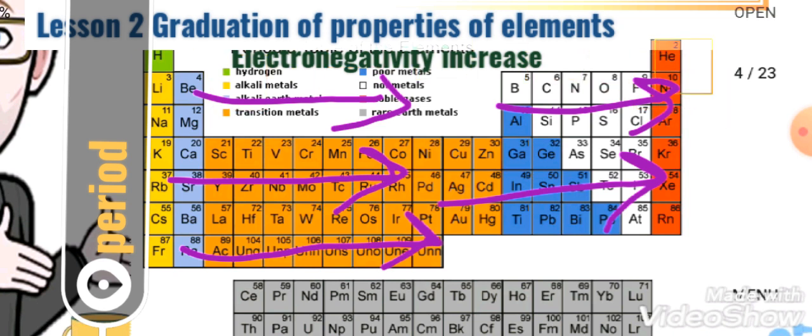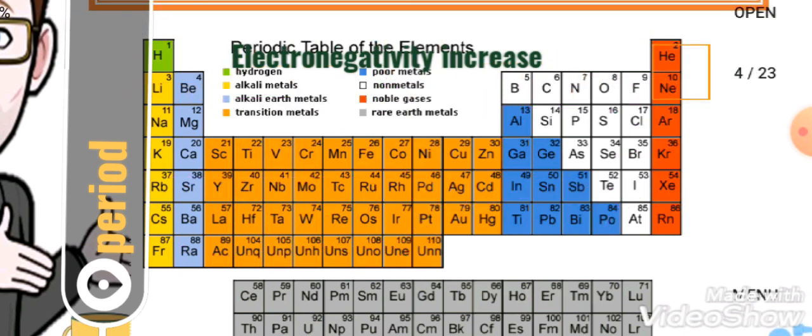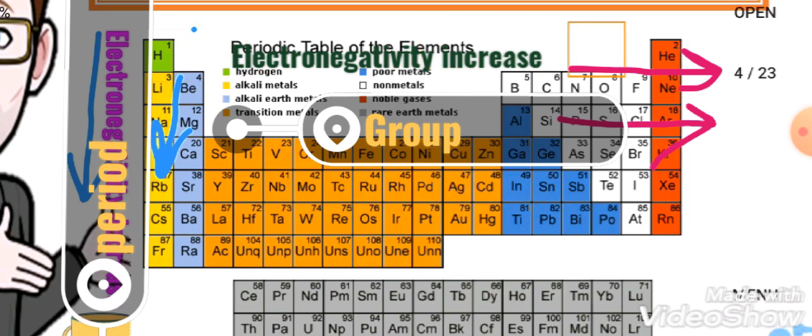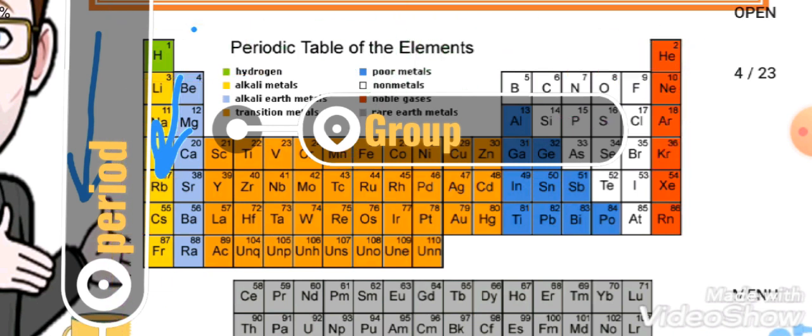So in the same period, the ability to attract of the elements increases from left to right, and decreases from up to down in the same group. It increases from left to right and decreases from up to down in the group.